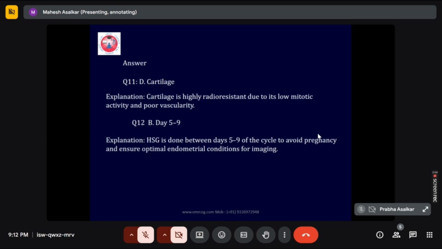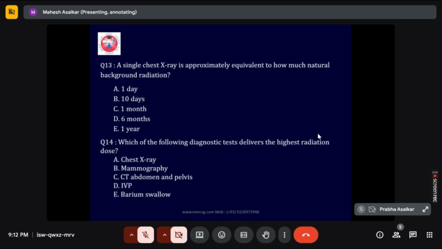Dr. Sinchana, you take the next 3 slides. Yes, sir. A single chest X-ray is approximately equivalent to how much natural background radiation? A. 1 day, B. 10 days, C. 1 month, D. 6 months, E. 1 year.